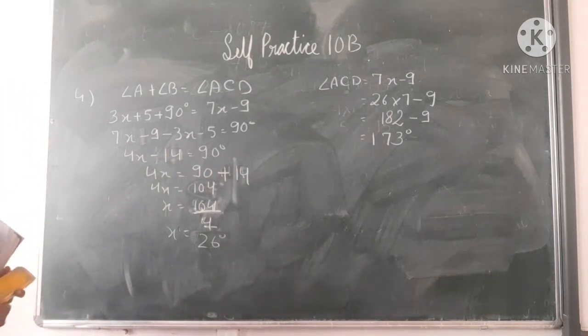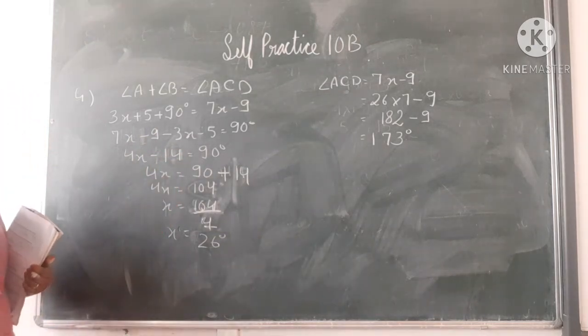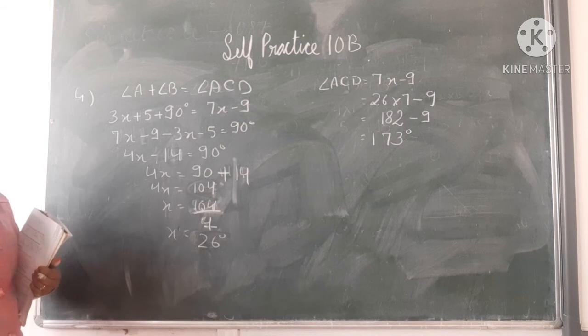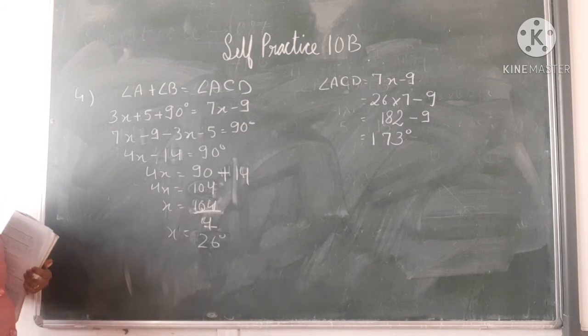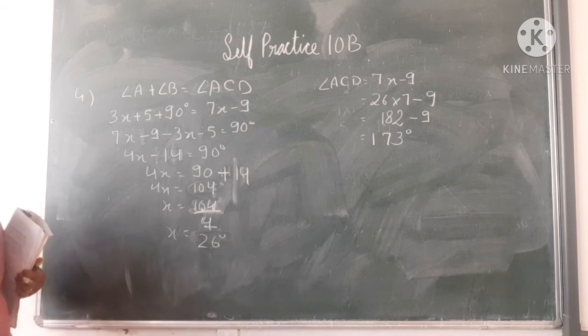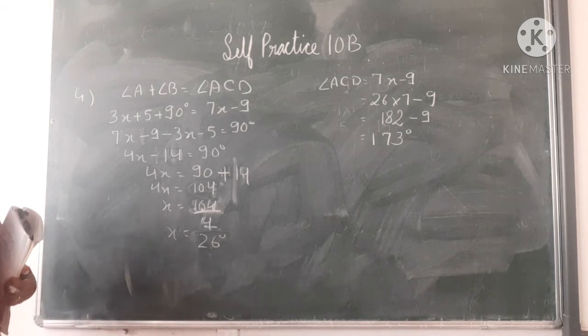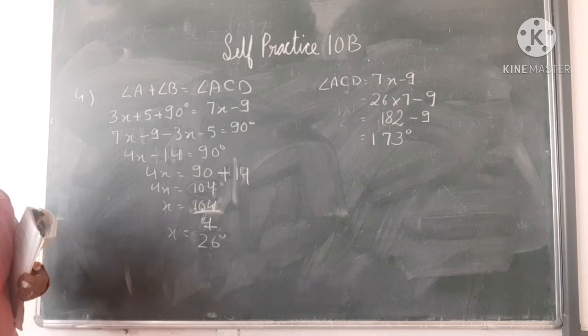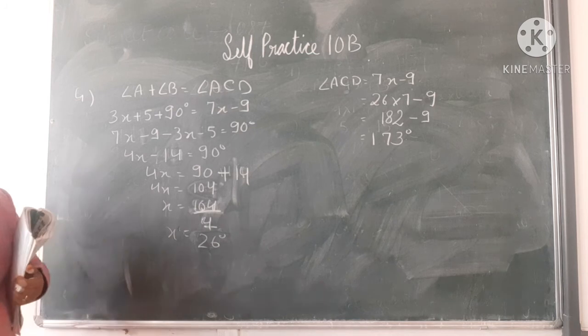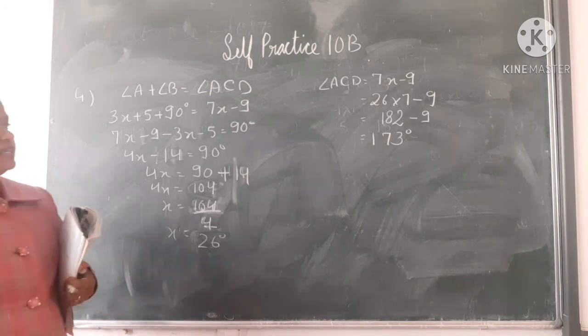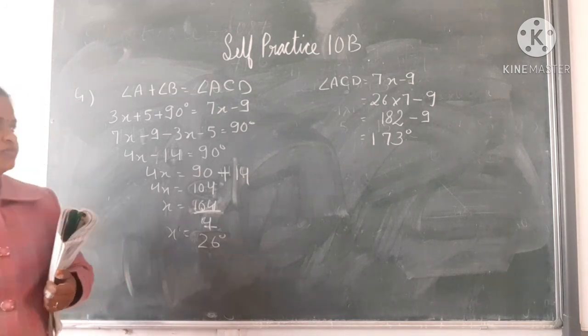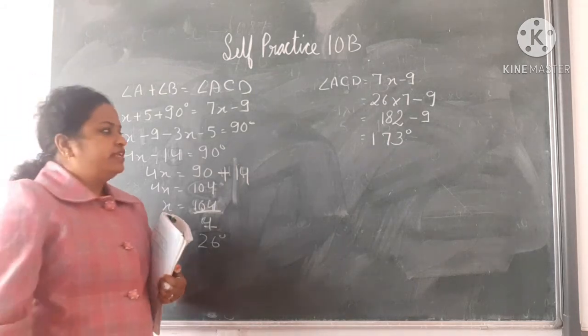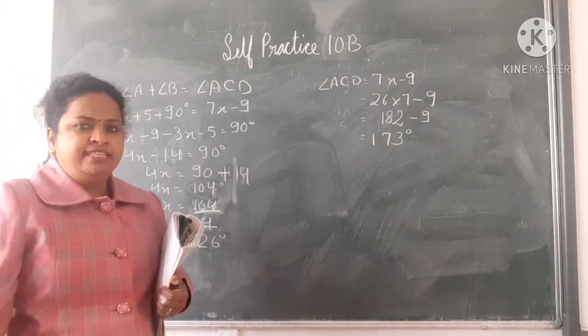The angle A plus B will be ACD. 3x plus 5 plus 90 is equal to 7x minus 9. 7x minus 9 minus 3x minus 5. 7 minus 3, 4x minus 14, which is equal to 90. 4x is equal to 104 degree. And what will be the value of x here? 26 degree. The angle ACD will be equal to 7x minus 9, which means 26 into 7 minus 9, that is 182 minus 9, that is 173 degree.